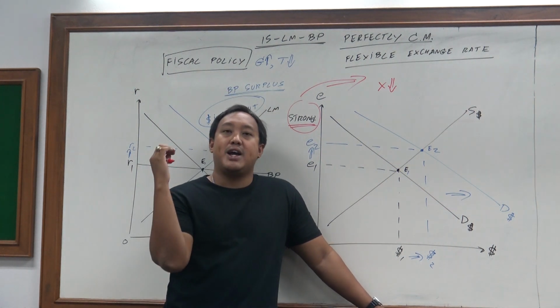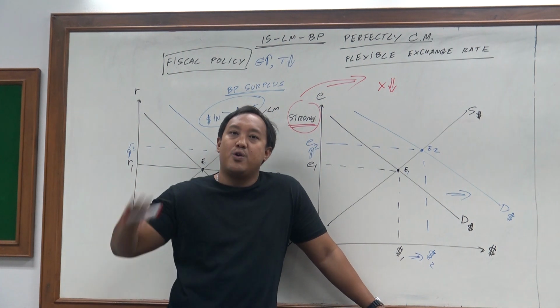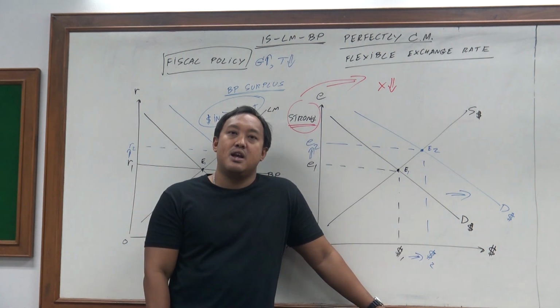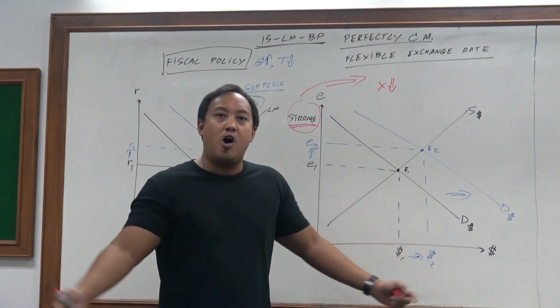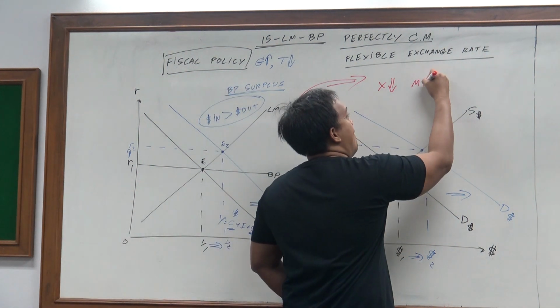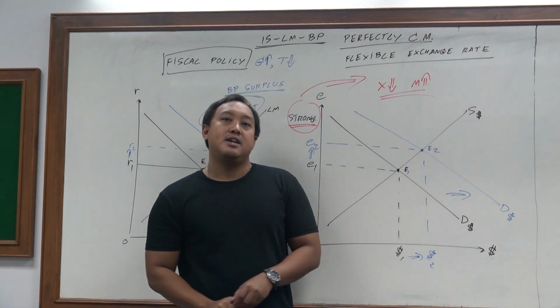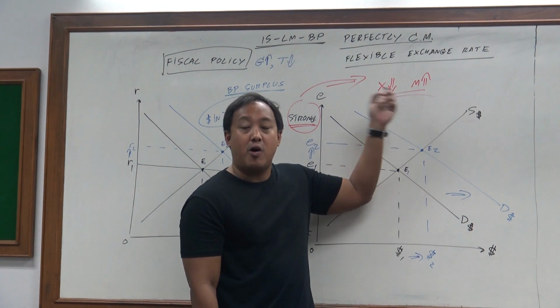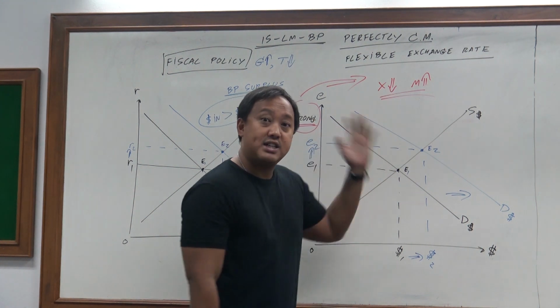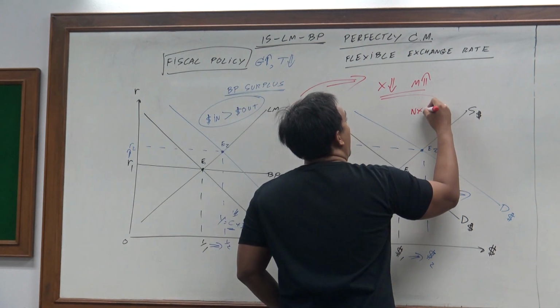When the US dollar becomes strong, products from the rest of the world look cheaper, so we're going to import more. This is the effect of a strong currency: we export less and import more. So what does it mean? It means that NX is going to be lower.